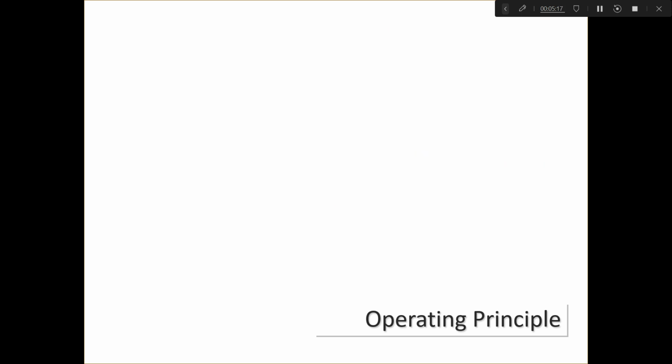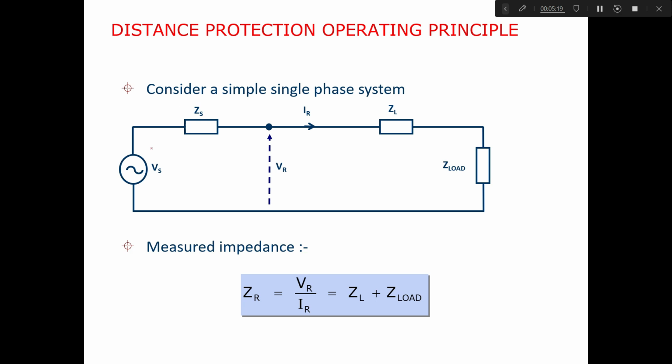Now, the very simple operating principle. Consider this is a source voltage Vs with an impedance ZS, the transmission line impedance ZL, and this is a load. Now a relay is installed at this relaying point. What is the impedance measured by this relay? The impedance measured by this relay will be VR divided by IR. And what is IR? Basically IR is equal to VS divided by ZS plus ZL.